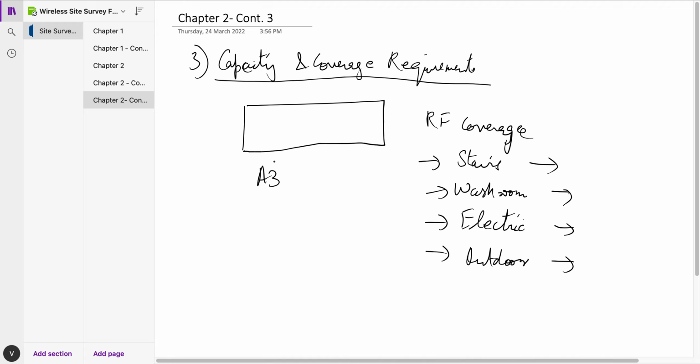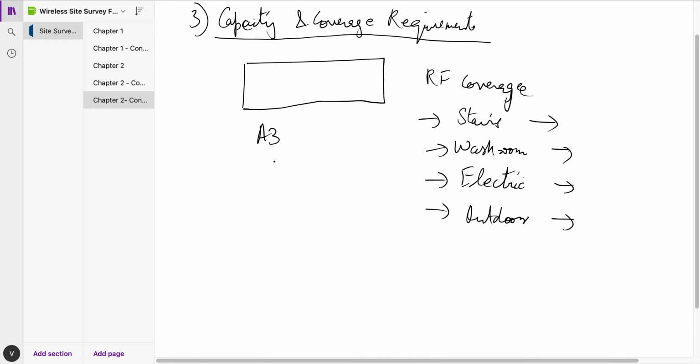It's bigger than an A4 sheet, so it helps me understand and mark things on the paper with the pen, where he needs more coverage, where he needs less, where there's no need of a coverage. So there's not going to be any clients there, so you need to ask these questions to him, and then proceed from there.